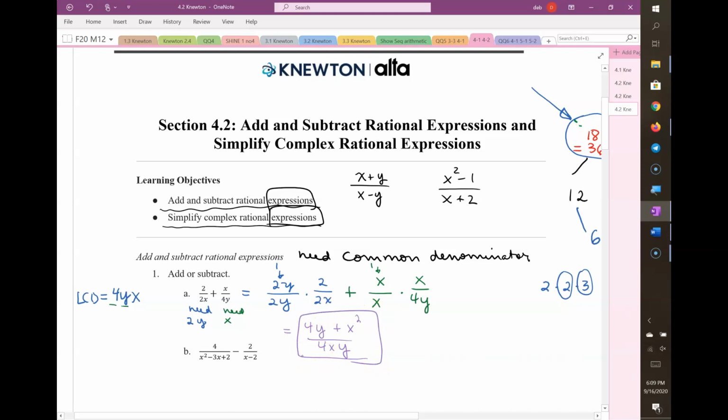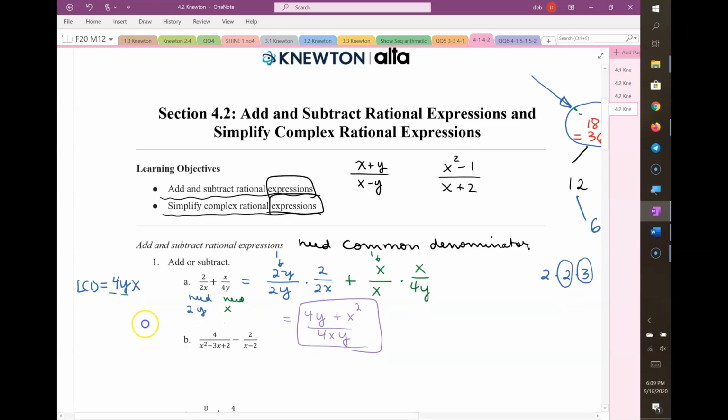If we attempted to cancel those 4s, don't do it! The plus makes it so that you can't do that. But this is your problem.